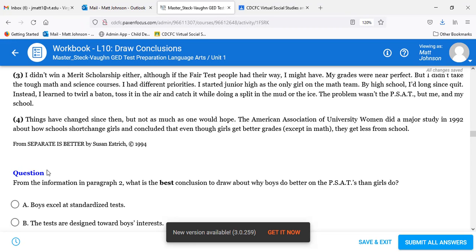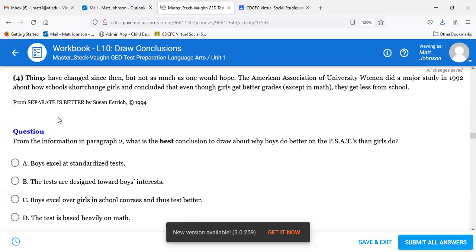But anyway, so from the information in paragraph 2, what is the best conclusion to draw about why boys do better on the PSAT than girls do? A, because boys excel at standardized tests. B, the tests are designed toward boys' interests. C, boys excel over girls in school courses and thus test better. Or D, the test is based heavily on math.